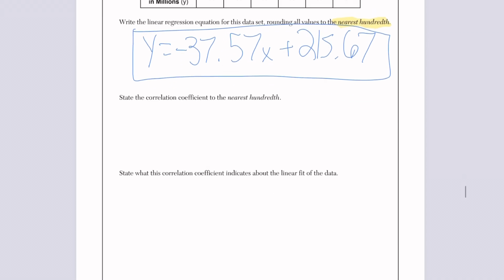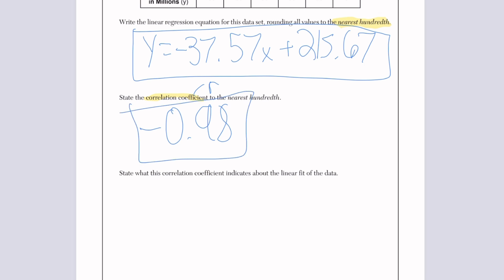Next, you're going to have to state the correlation coefficient to the nearest hundredth. The correlation coefficient is also on your calculator back with the linreg, and over there it's going to have your A value, your B value, and it's going to have your R value. Correlation coefficient is R. That's the R value. And the R value based on the calculator is -0.98 to the nearest hundredth.